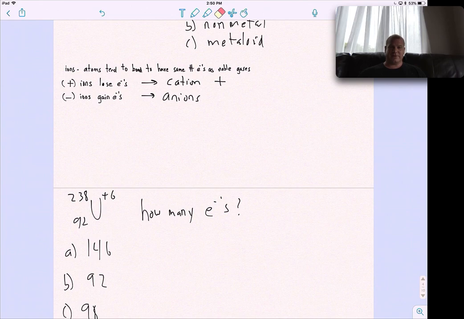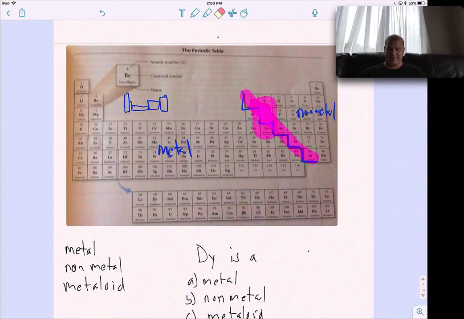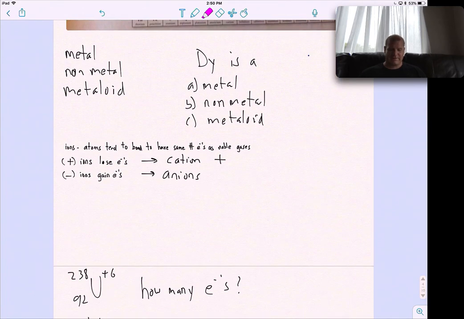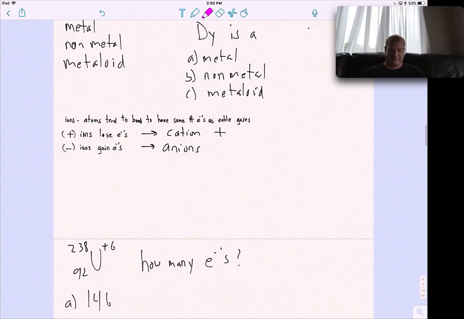The electronic configuration is that of the noble gases. Where are the noble gases? They are the ones right here. Those are noble gases. And positive ions, so positive charge, means electrons are lost. Negative ions means electrons are gained. So a positive ion is also referred to as a cation. If you can't remember that, think of the t as a plus sign.